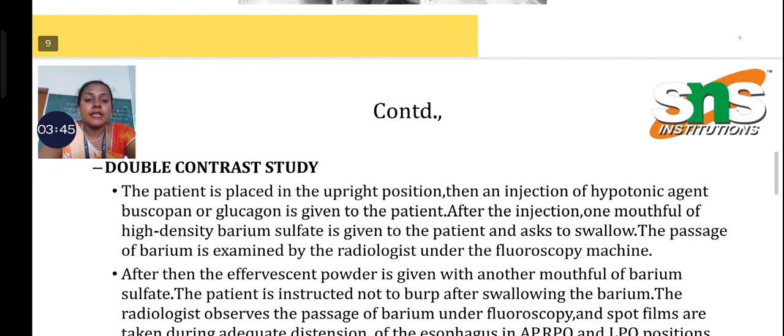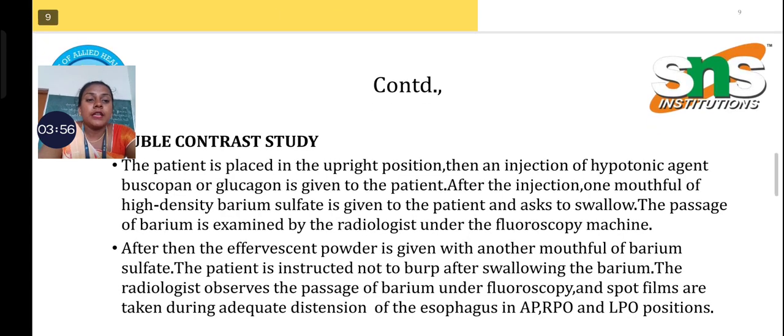Double contrast study. The patient is placed in the upright position, then an injection of hypotonic agent which is Buscopan or glucagon is given to the patient. After the injection, one mouthful of high density barium sulfate is given to the patient and asked to swallow. The passage of barium is examined by the radiologist under the fluoroscopy machine. After that, the effervescent powder is given with another mouthful of barium sulfate.